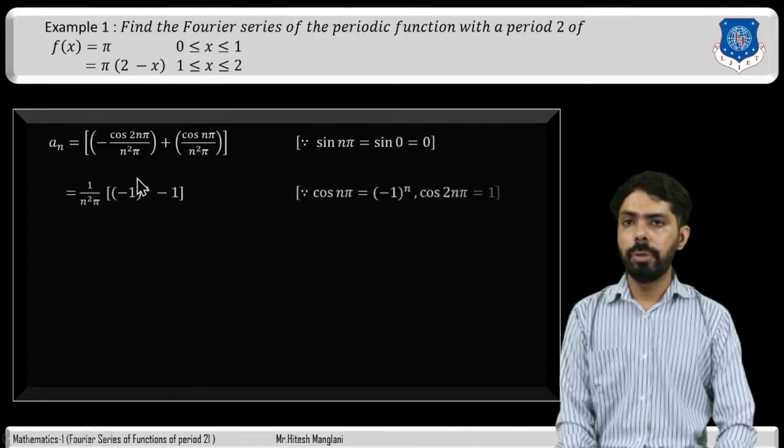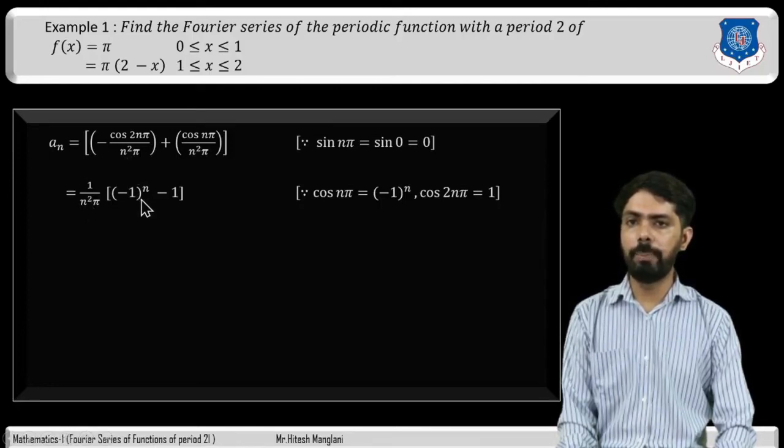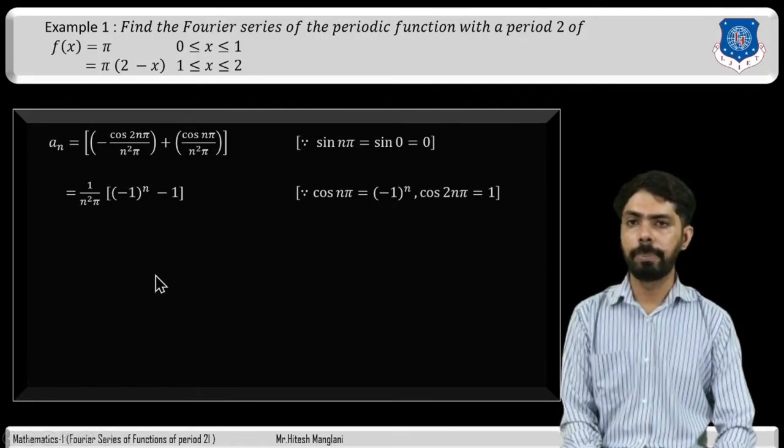So we know that the value of cos 2n pi is 1 and the value of cos n pi is minus 1 raised to n. And here if we take the LCM, it will be 1 divided by n square pi, in brackets, minus 1 raised to n minus 1. So this is the answer of a_n.